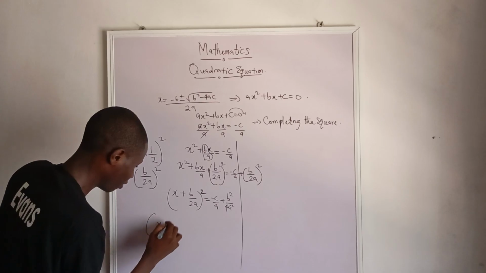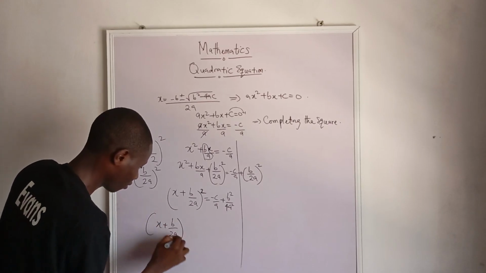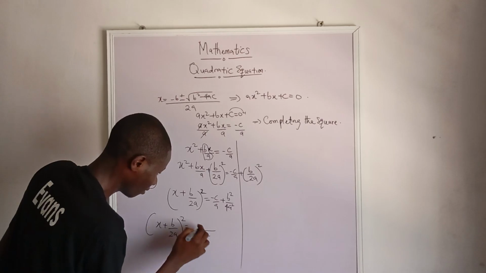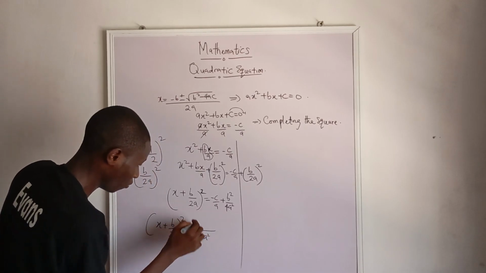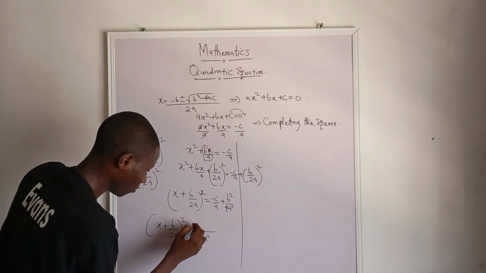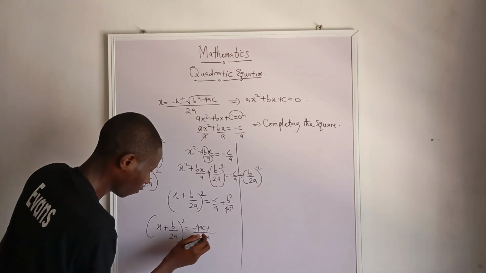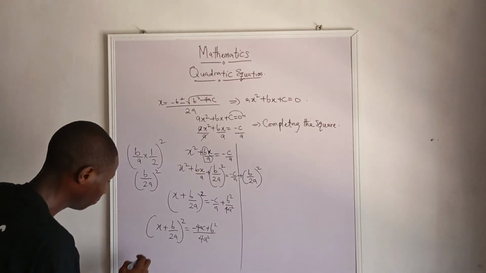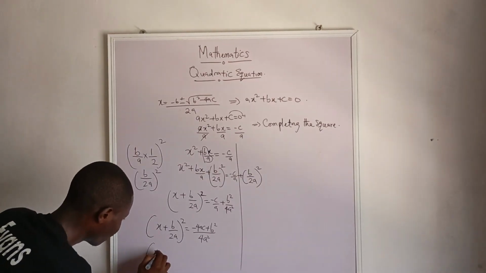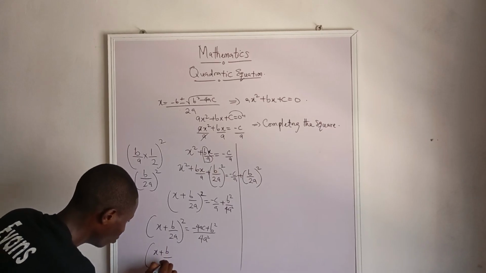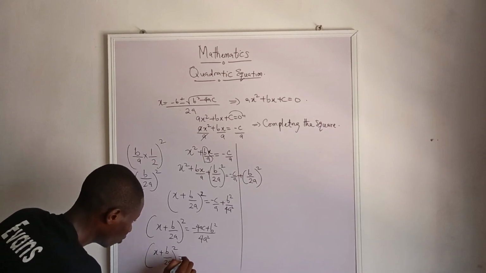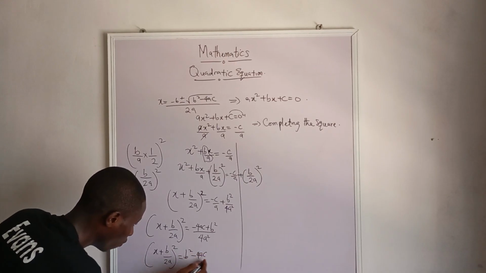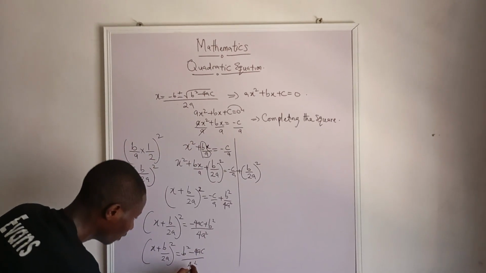So we now have x plus b over 2a squared is equal to, then the LCM is 4a squared. You take your LCM, a in this one to be 4a, 4a times minus c, minus 4ac, plus 4a squared in 4a squared, 1 times b squared, that is b squared. Then we continue. We're now going to be having x plus b over 2a squared is equal to, bring this to this side, b squared minus 4ac over 4a squared. Are you still with me?